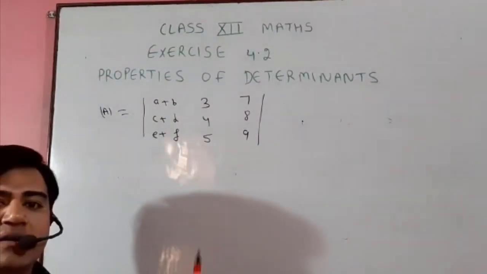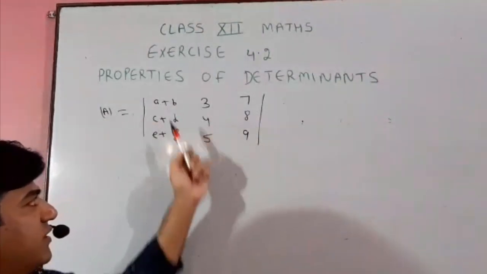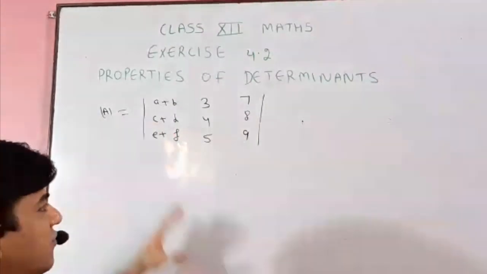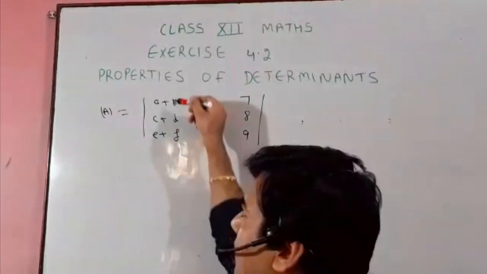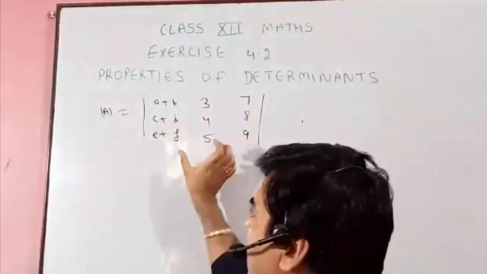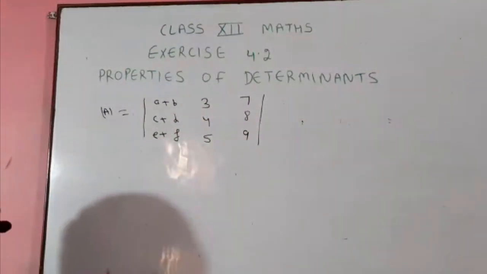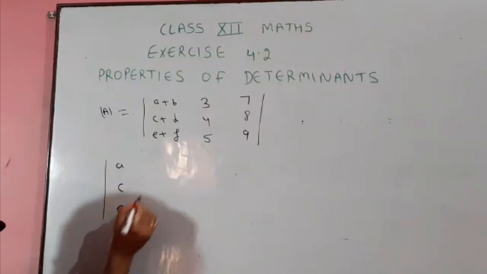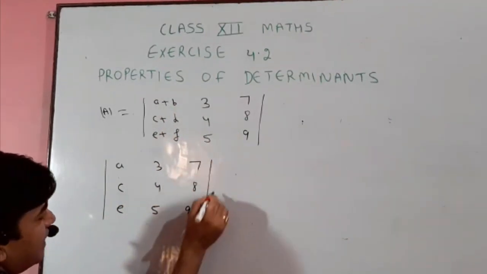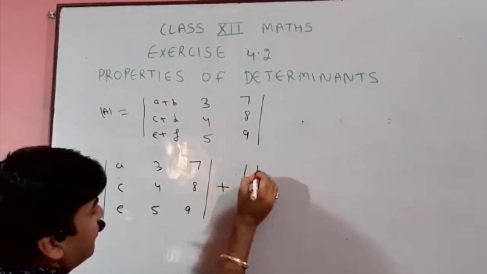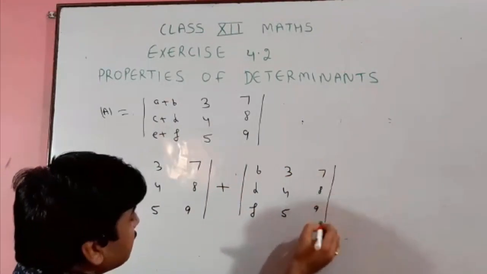This is a determinant A of order 3 cross 3. You can see 3 rows and 3 columns. And you can see the first column is a sum of two terms. So we can write this determinant as a sum of two determinants. The two determinants will be A, C, E, second column same, 3, 4, 5 and 7, 8, 9, plus B, D, F, 3, 4, 5 and 7, 8, 9.